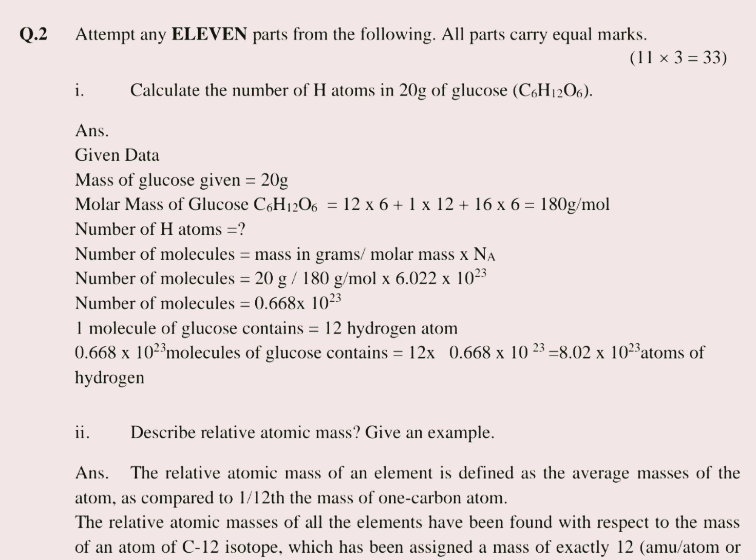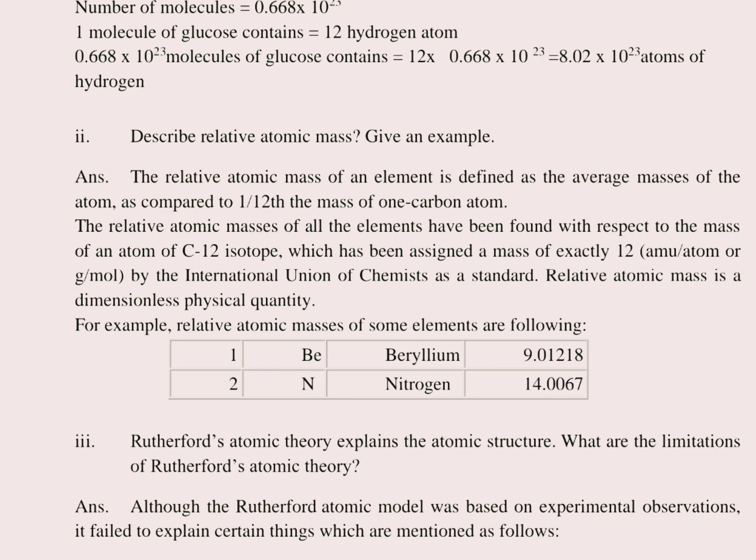Next question: describe relative atomic mass. Give an example. Look, whenever you are using the term relative atomic mass, that means you have to take the mass of one atom relative to some other atom. So that means your reference is something else. Carbon-12 is the reference because that is the most abundant element present on earth. So that is the reference.